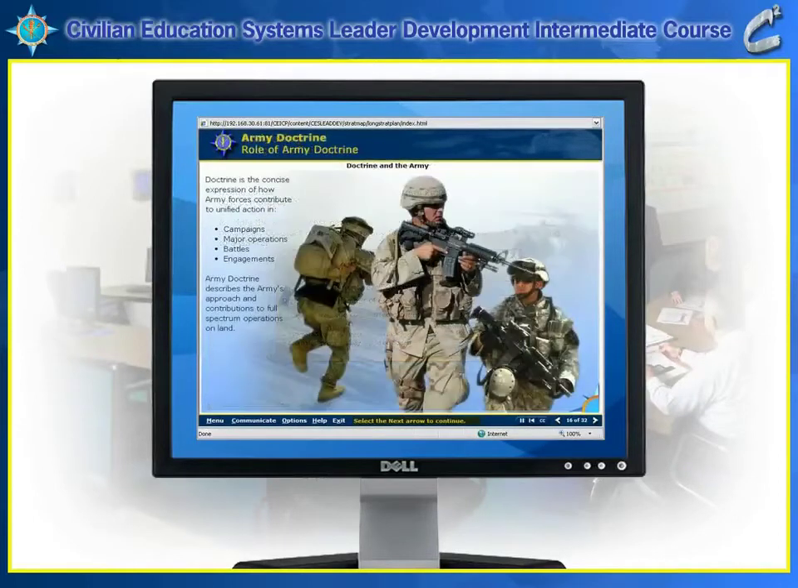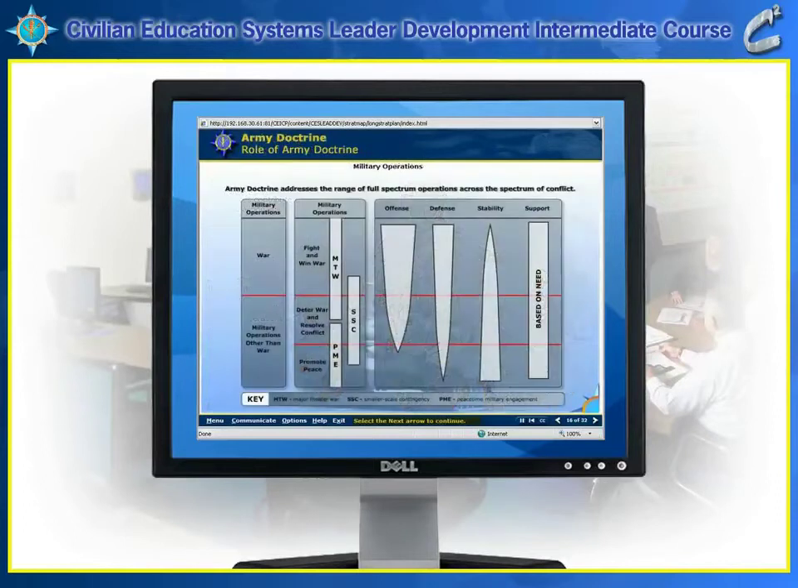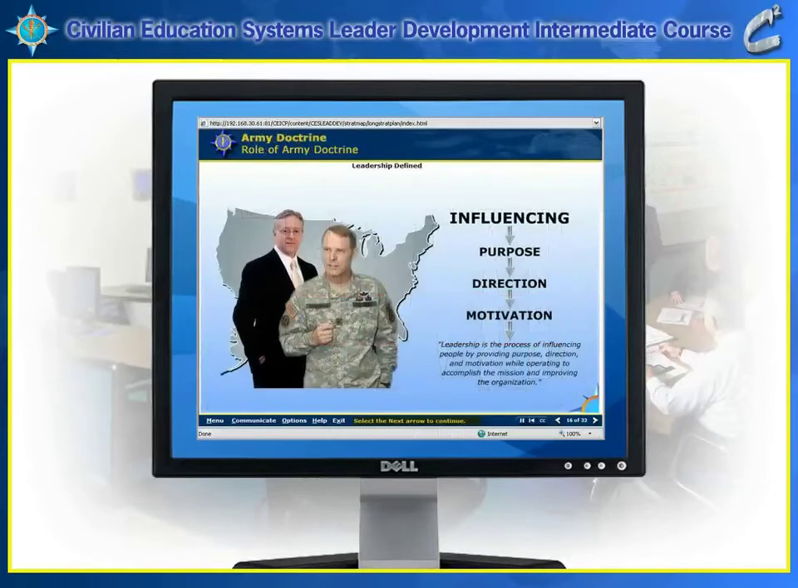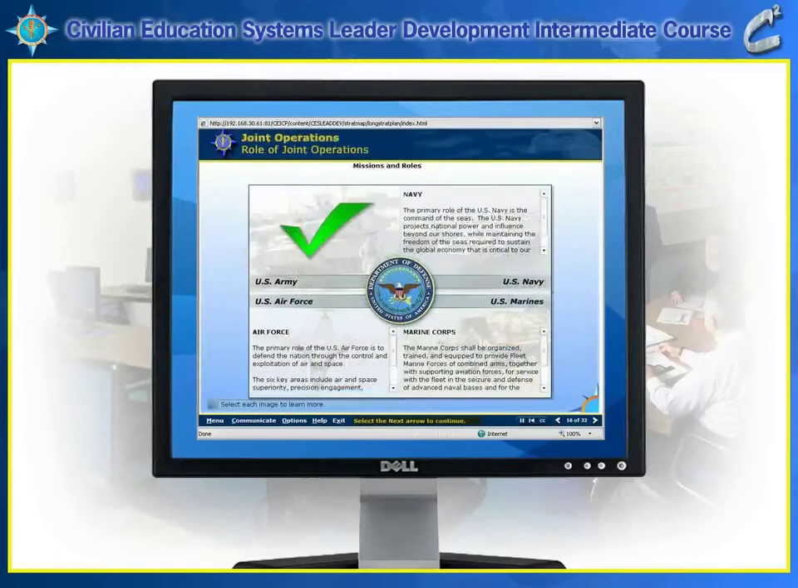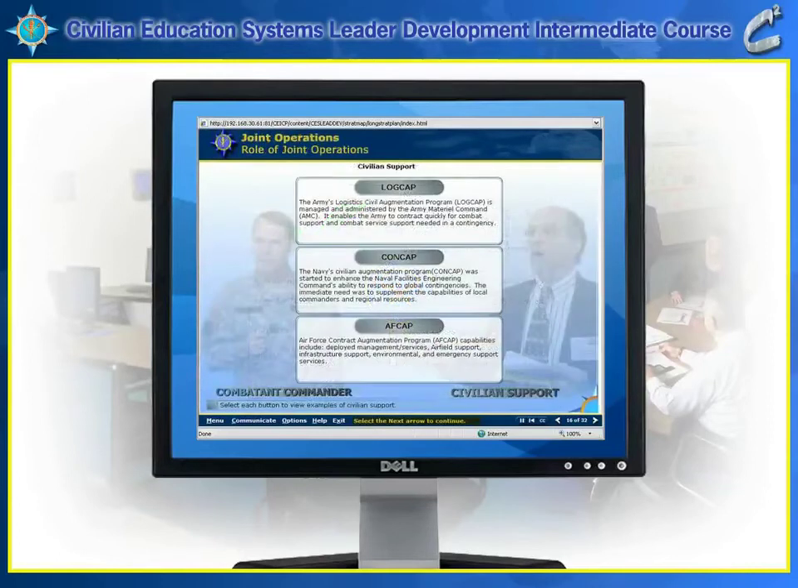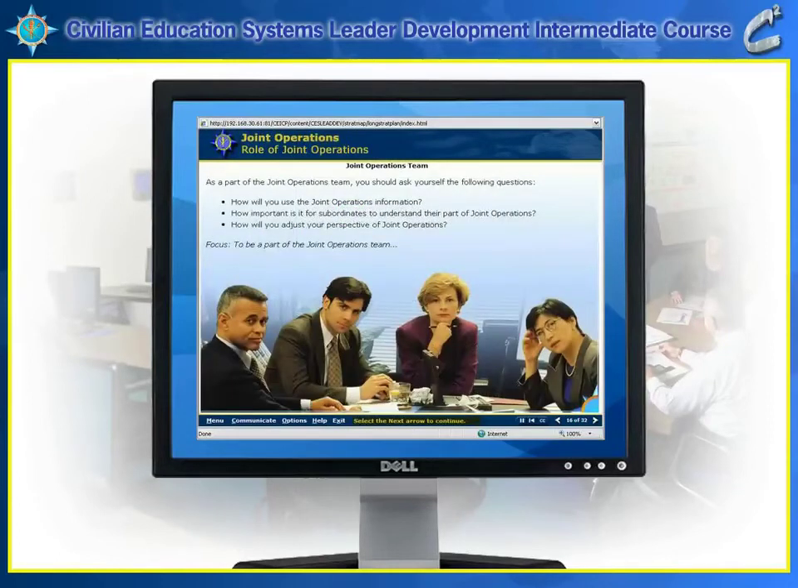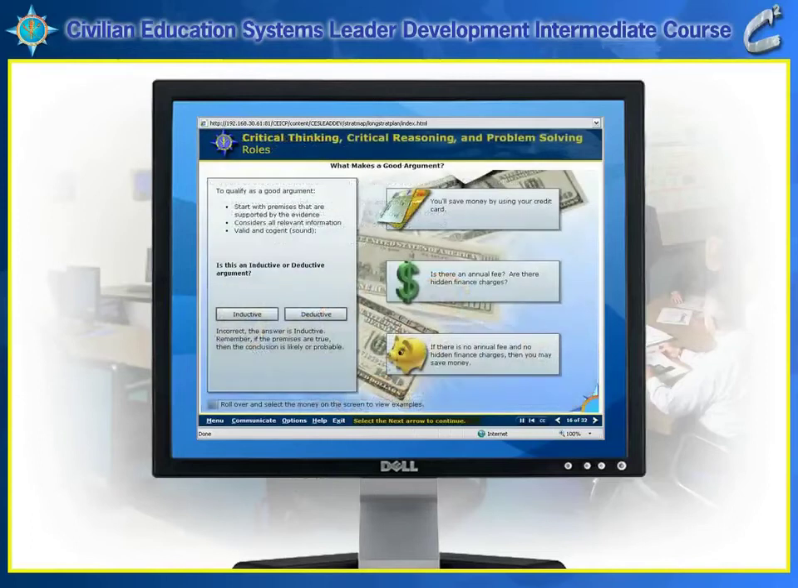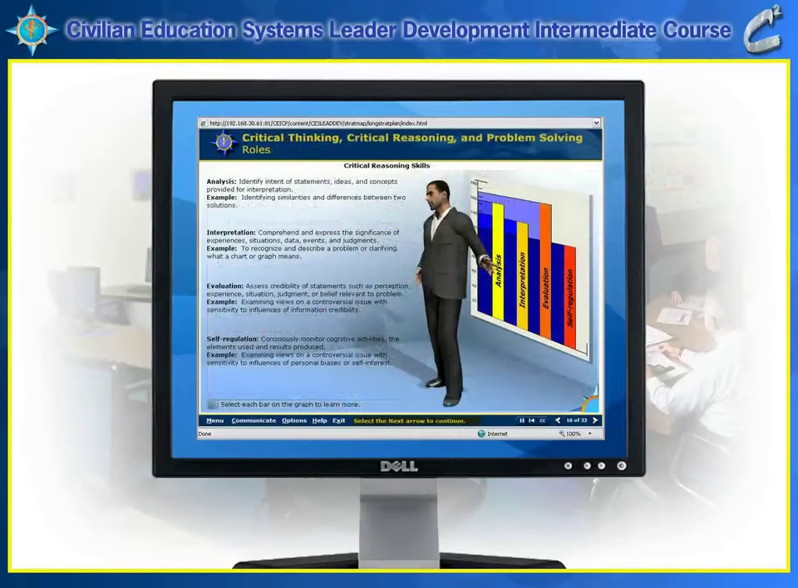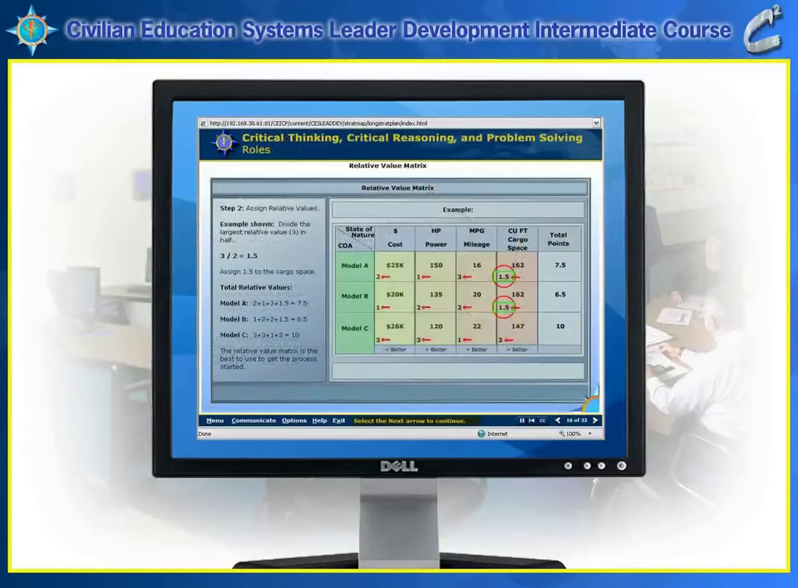In a lesson on Army doctrine, the student makes decisions based on Army leadership and military operations. The joint operations lesson is intended to expand self-awareness of joint operations. In the critical thinking, critical reasoning, and problem-solving lesson, the student identifies and demonstrates knowledge of the techniques to recognize and remove blocks to critical thinking and reasoning and apply the Army's problem-solving process.